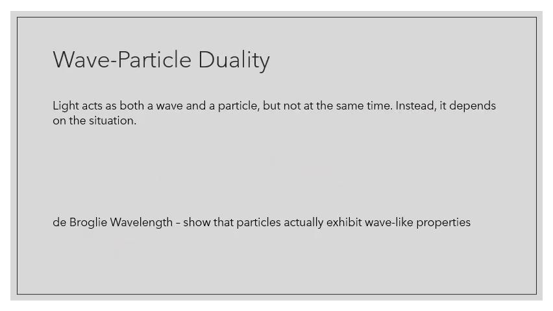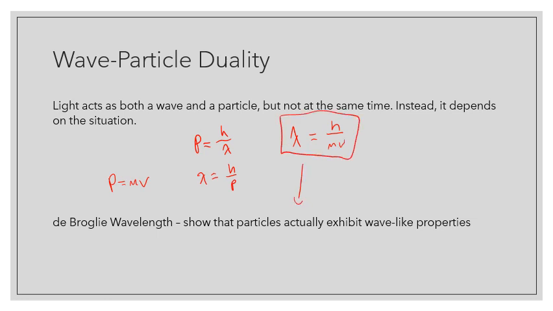So light acts as both a wave and a particle, but not at the same time. Instead, it depends on the situation. So this is light's wave-particle duality. I'll just show you a derivation here. We know the momentum is equal to h over lambda, so lambda is equal to h over p. We know that p is equal to m times v, so lambda is equal to h over mv. This is called the de Broglie wavelength, and it shows that particles actually exhibit wave-like properties, which was an extraordinarily radical thought at the time.